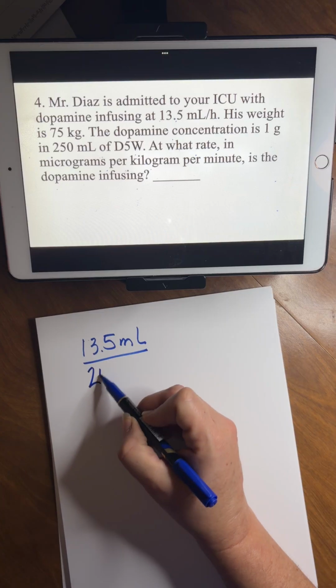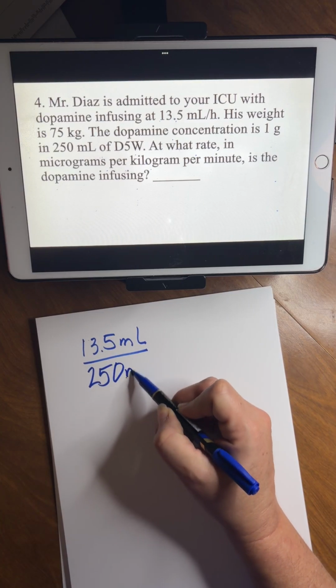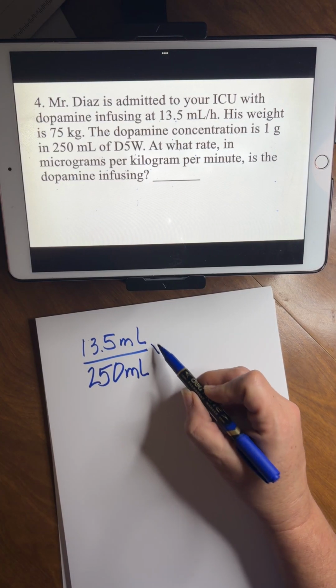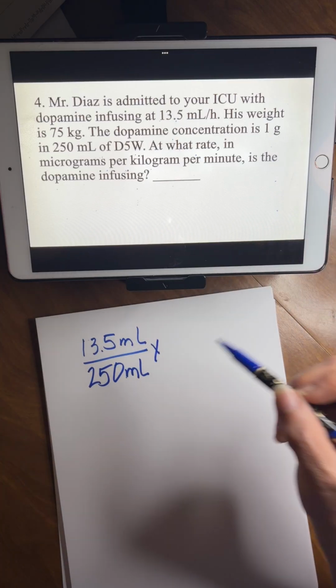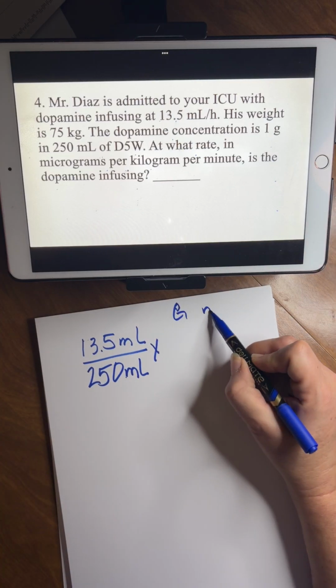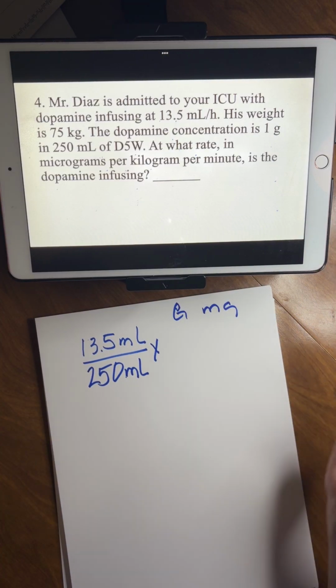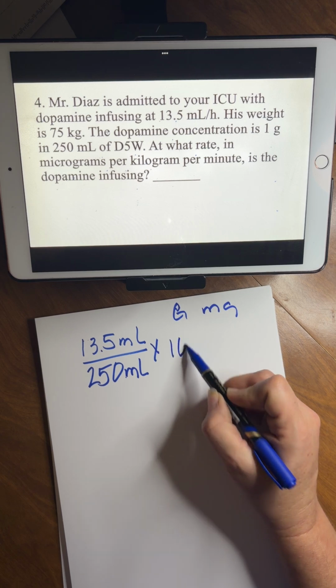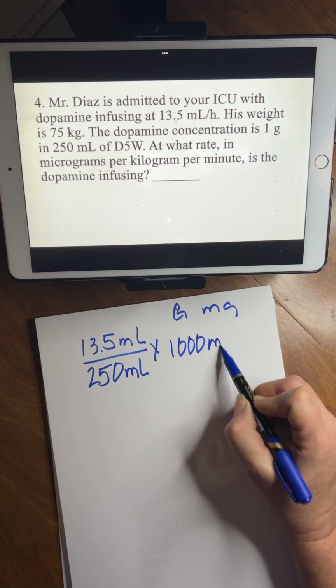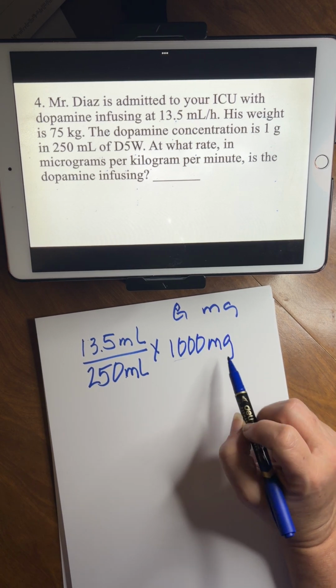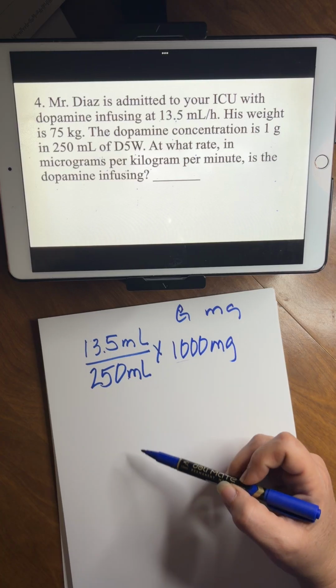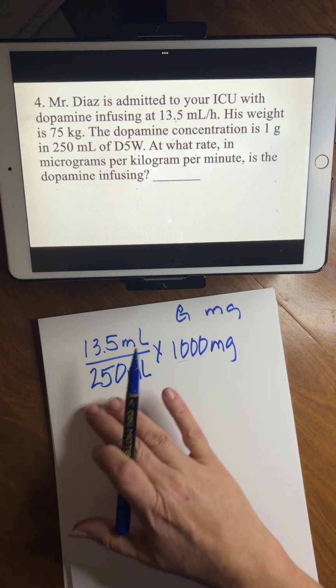I got 250 of them. And how does that come? With 1 gram. And you know gram to milligram. You know 1 gram is 1,000 milligrams. If you don't, burn it in your frontal lobe. And then we're doing the math. Okay? You with me so far?